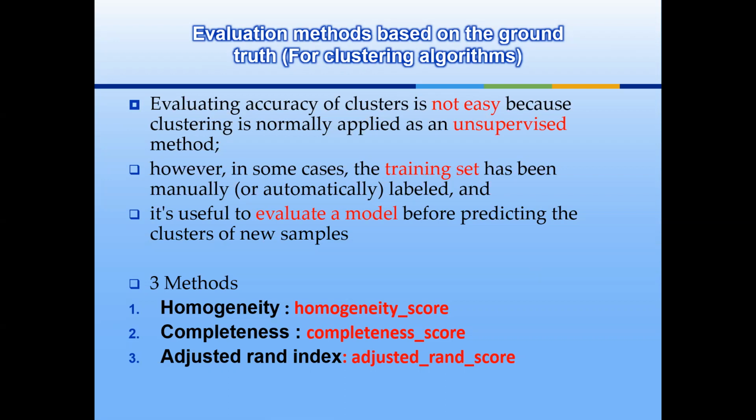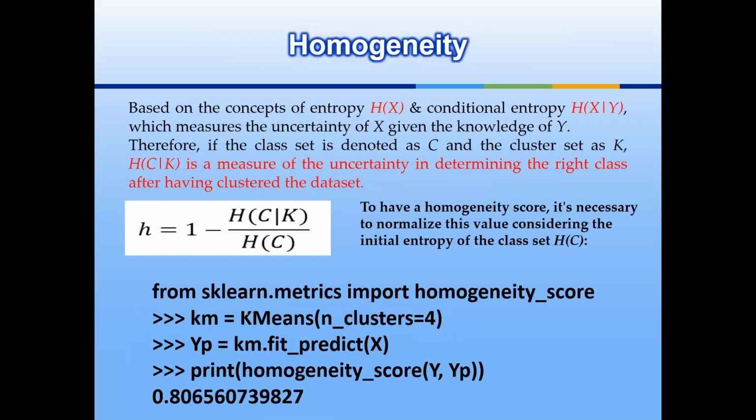There are three different methods available in the scikit-learn library: the homogeneity score function, the completeness function, and the adjusted Rand index function. One by one, we will discuss in this session how these techniques are used to measure the performance of the cluster, meaning the quality of the cluster, or in other words, the accuracy of the cluster.